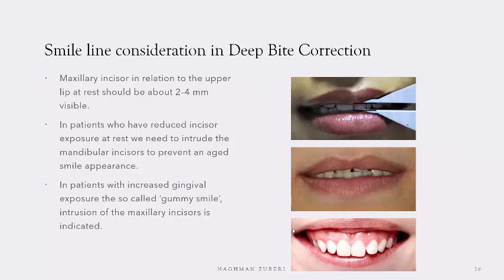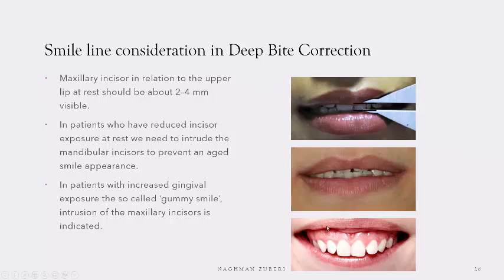Smile line consideration in deep bite correction. Maxillary incisors in relation to the upper lip at rest should be about 2 to 4 millimeter visibility. That's how we check the visibility of the incisors at rest. In patients who have reduced incisor exposure at rest, we need to intrude the mandibular incisors. Otherwise, the patient is going to look quite aged.